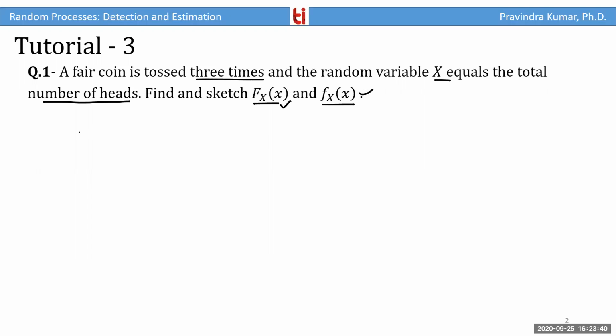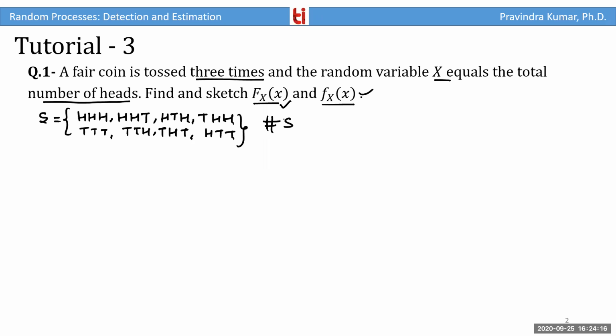So if I'm tossing a coin three times, the sample space will be HHH, HHT, HTH, THH, TTH, THT, HTT, and TTT. So the total number of possible outcomes or sample points is 8 here.